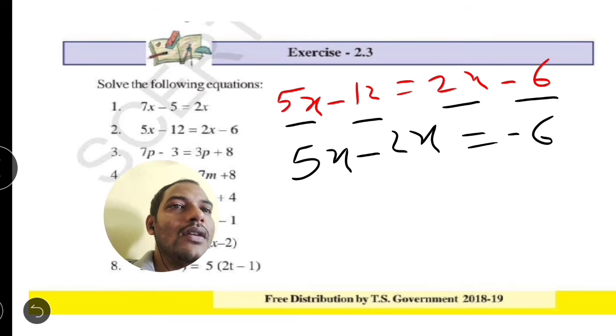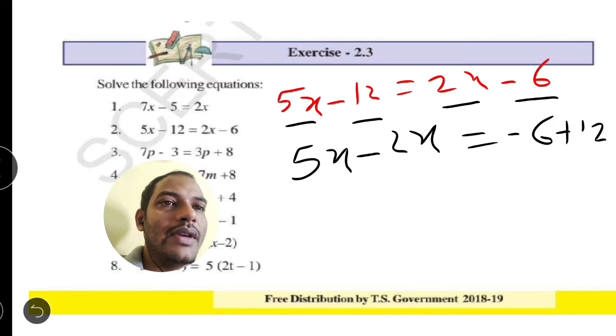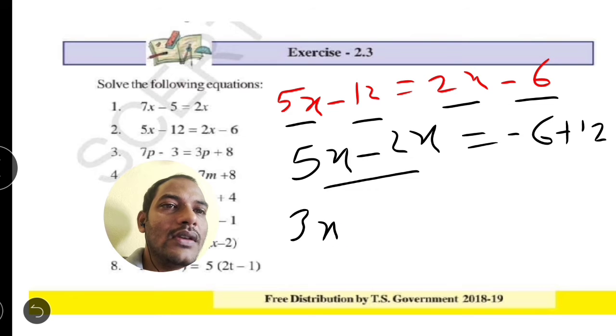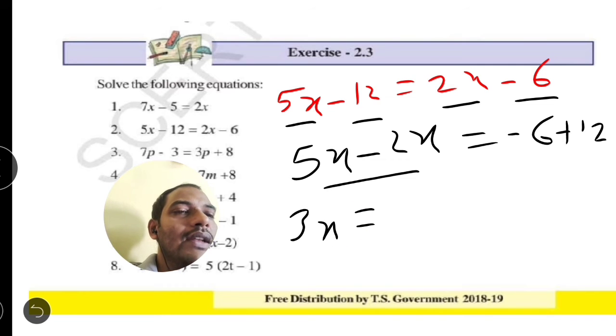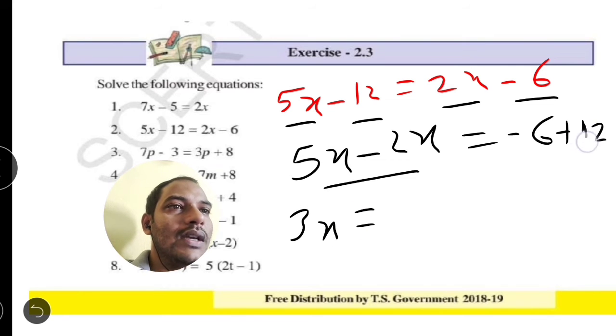Next, the left side constant number is plus 12. Okay, so now 5x minus 2x, how much? That is 3x. It is equal to minus 6 plus 12. Minus 6 plus 12 is plus 6 or minus 6? Yes, plus 6. So minus 6 plus 12 is plus 6.